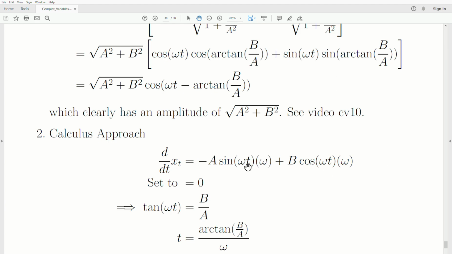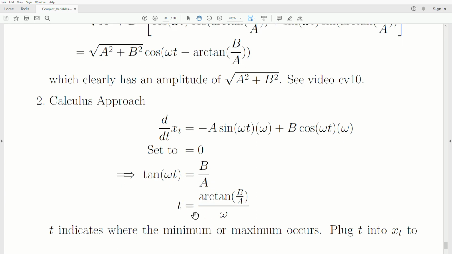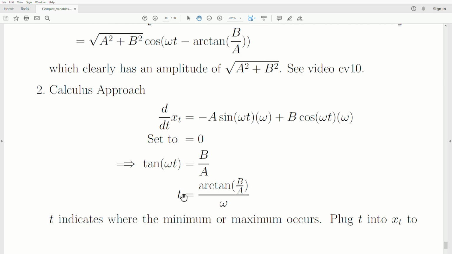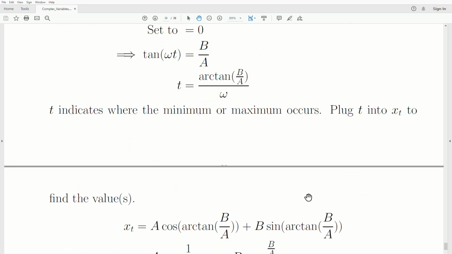We can add that to the other side, do some division, and we get the sine over cosine, which is tangent, is equal to b over a. We can take the arctangent, or the inverse tangent, of both sides, and then divide by omega, and we get t is equal to the arctangent of b over a, divided by omega. Now what we've just derived, t, indicates where the minimum or the maximum occurs. Now to find the actual value, we have to plug t back into x(t) to find the values.